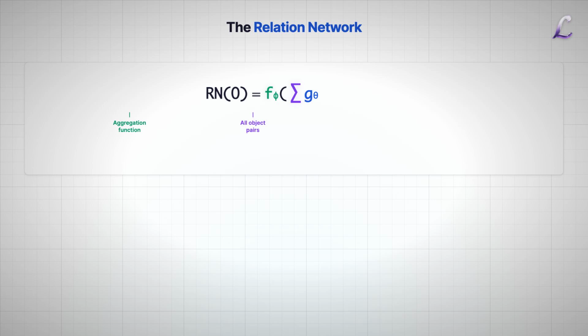Here is the equation that defines it. RN equals f phi of the sum of g theta of object i and object j. Let's break this down, because this single line contains the entire logic of relational reasoning.